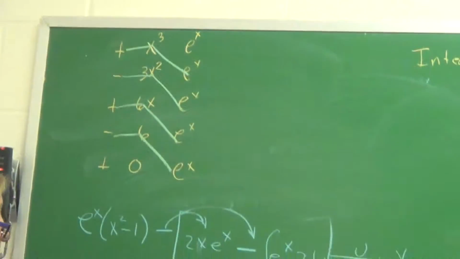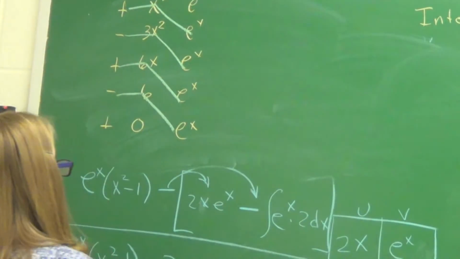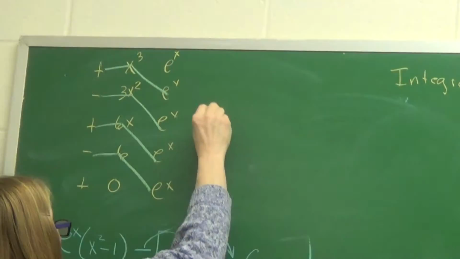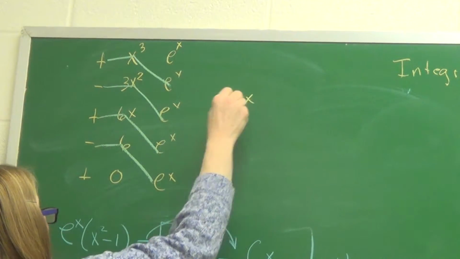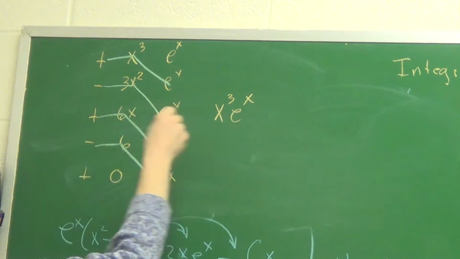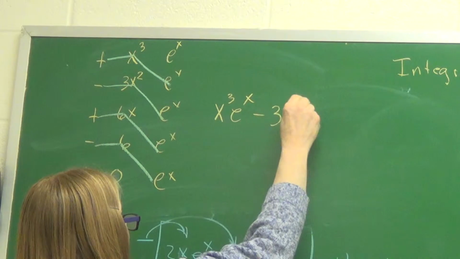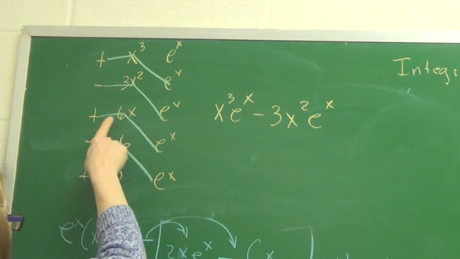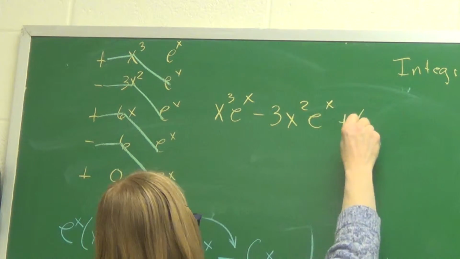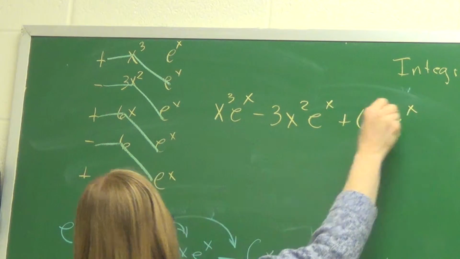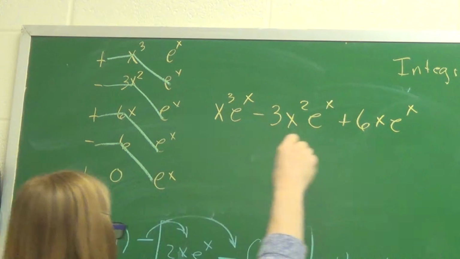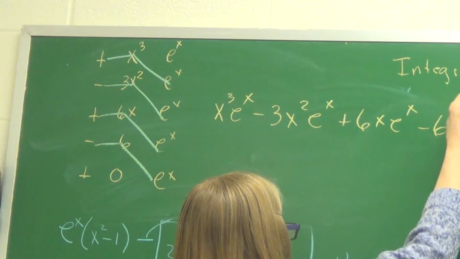So pulling that all together gives us what we want. Positive x cubed e to the x. Then we had a negative 3x squared e to the x. And then we had a positive 6x e to the x. And then we had a minus 6 e to the x.